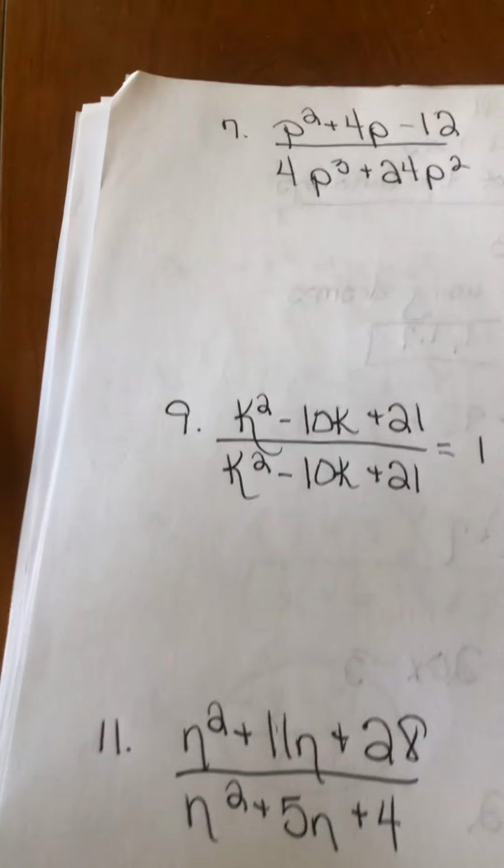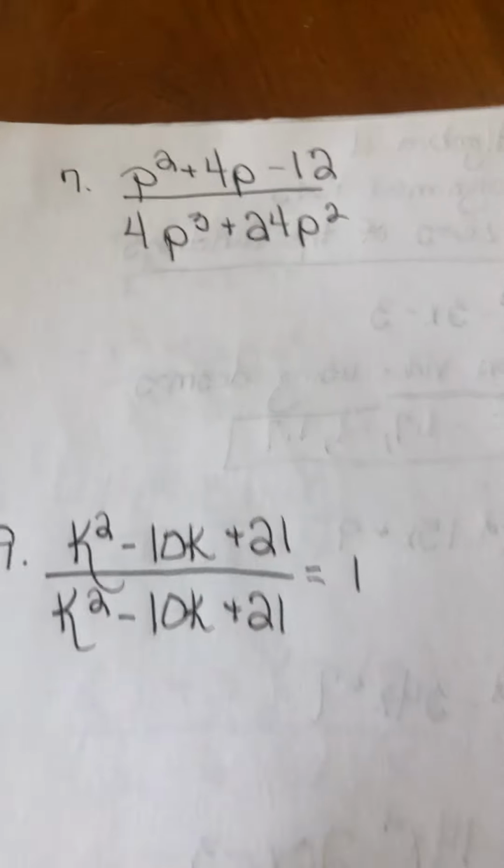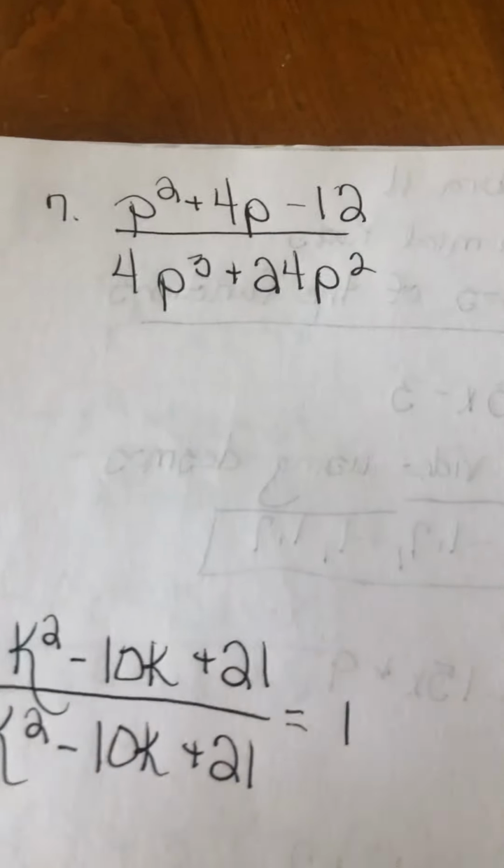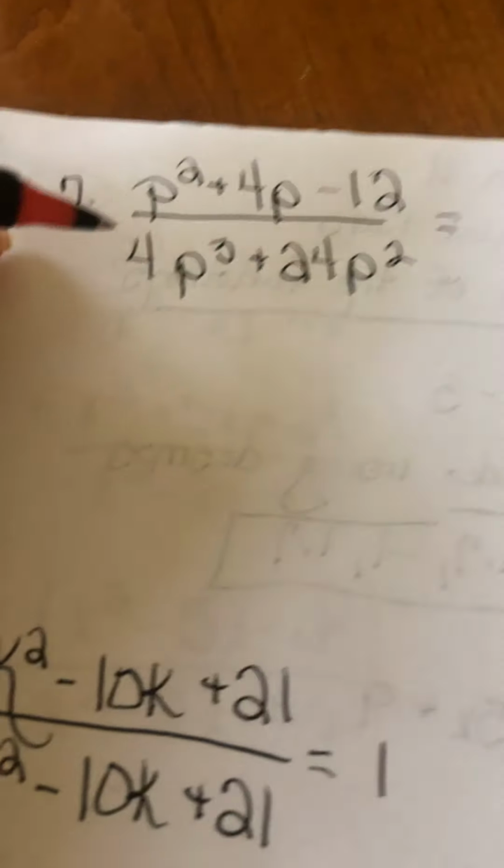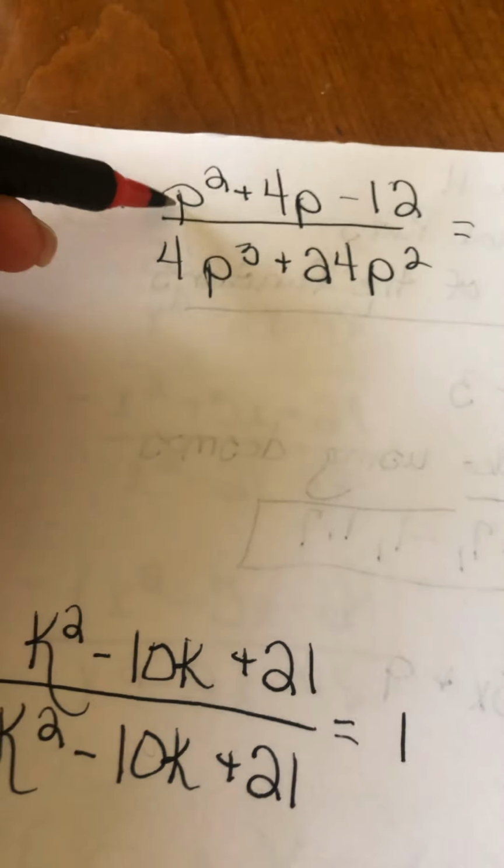Okay, so I had told you to try to work on numbers 7, 9, and 11 from your worksheet. I went ahead and wrote them out just to give myself more room. So the first thing I'm going to do is say, okay, do I have a GCF? And in the numerator, we don't. So let's go ahead and factor that numerator.